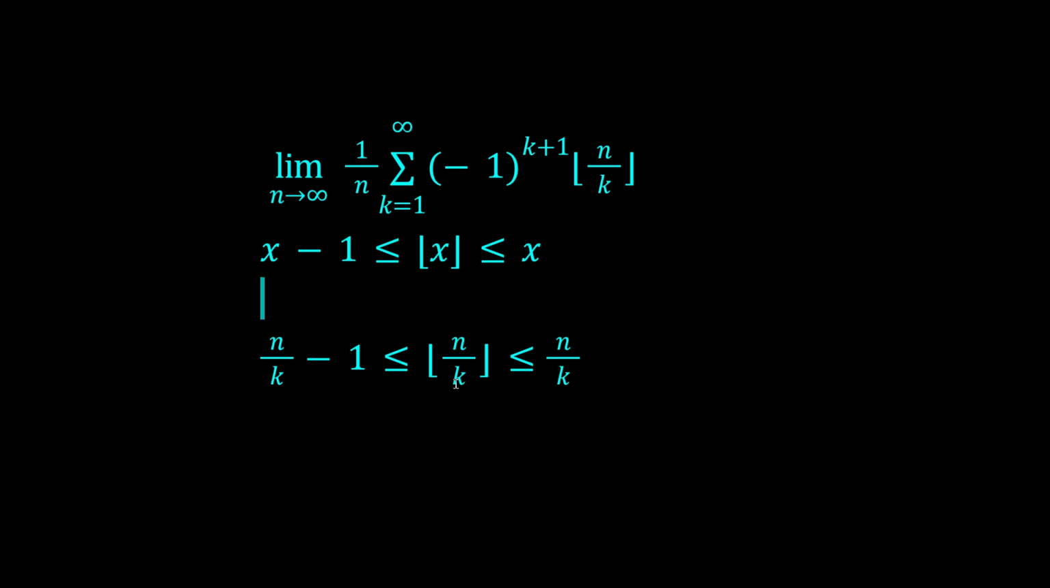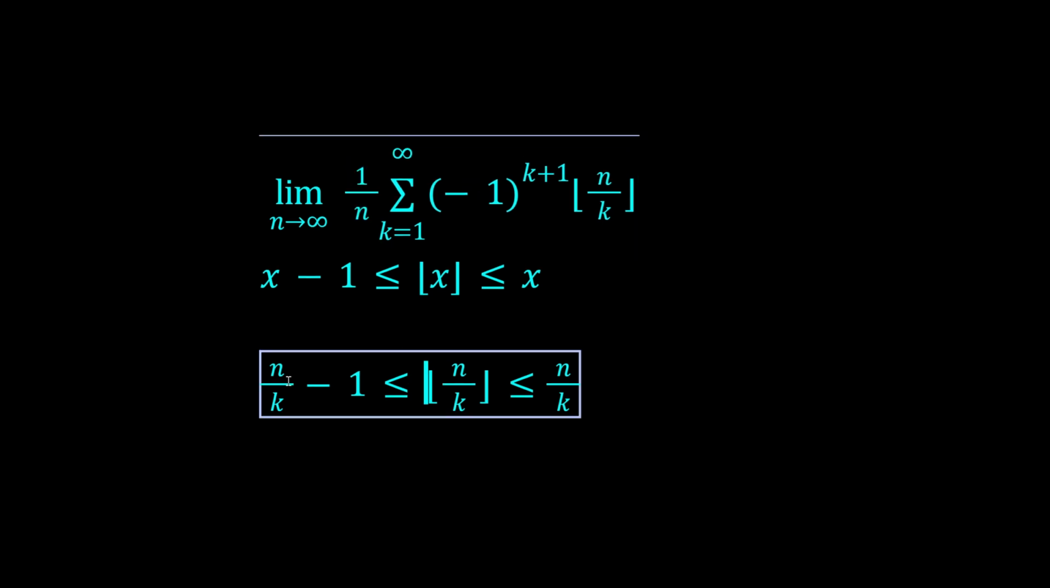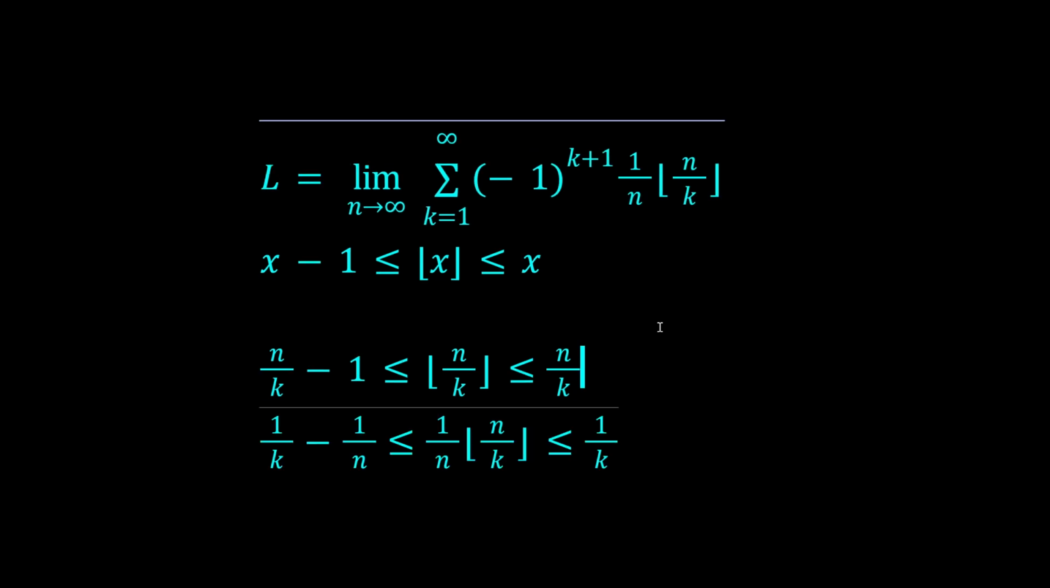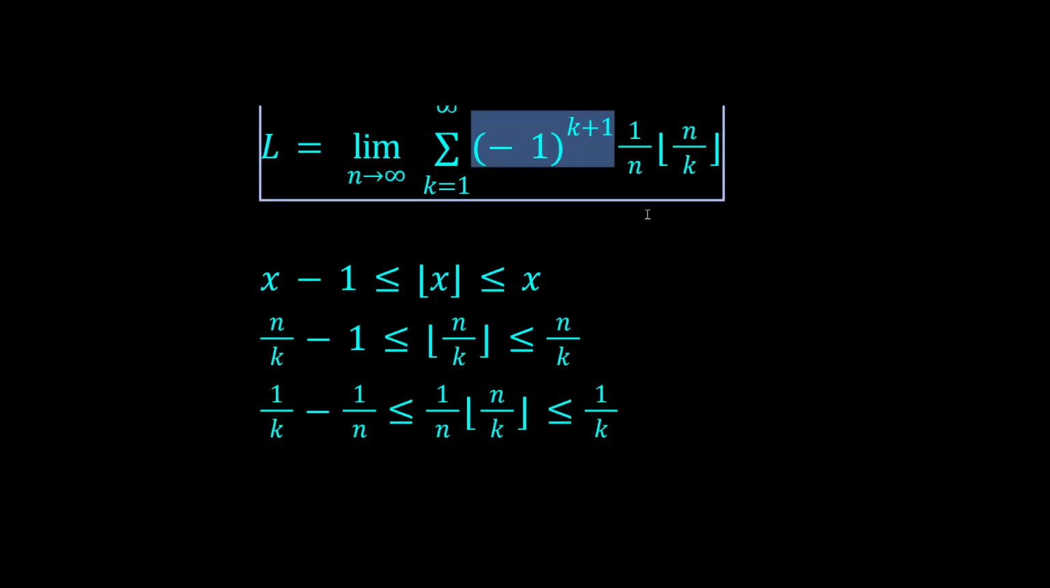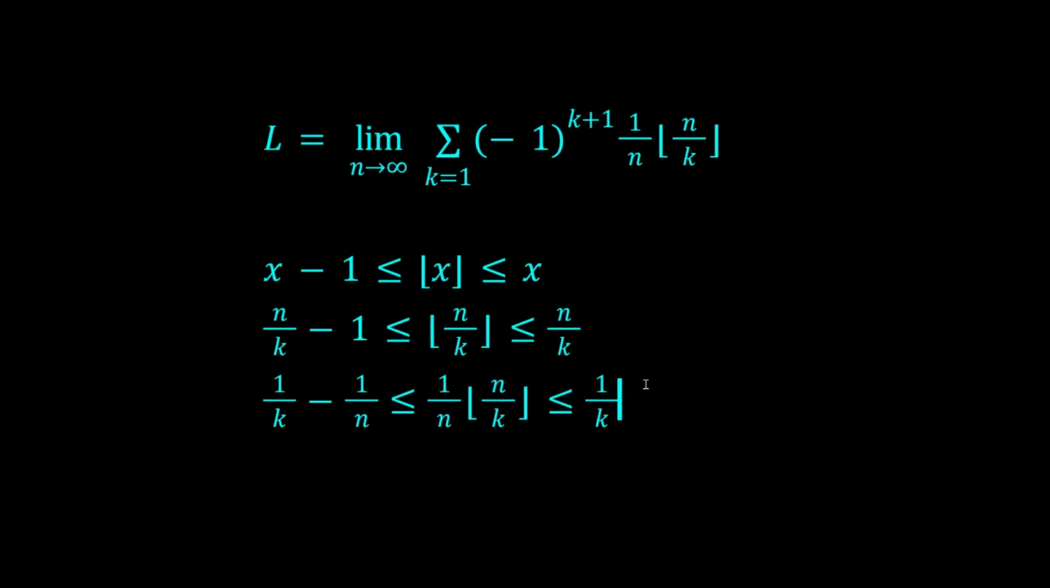We only have the floor of n on k at the moment. Well, we could multiply by 1 on n, which is clearly positive, and that would give something like this. Now we have to deal with the minus 1 to the k plus 1, which is a bit annoying because that's negative sometimes, and when you have inequalities and a negative sign, you need to switch the sign of the inequality. How should we deal with this?